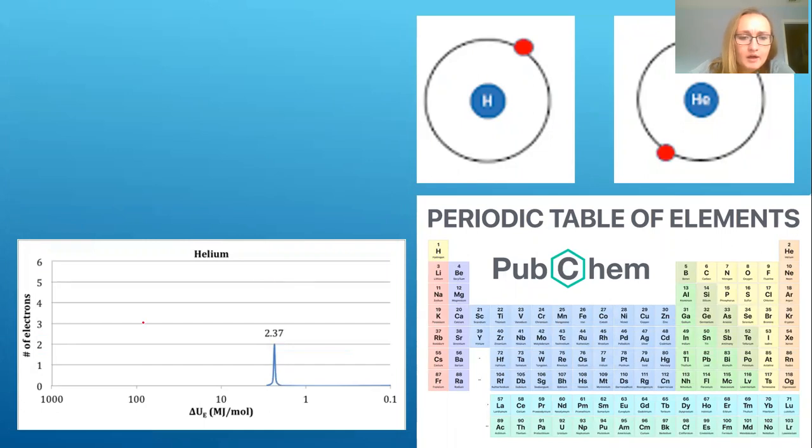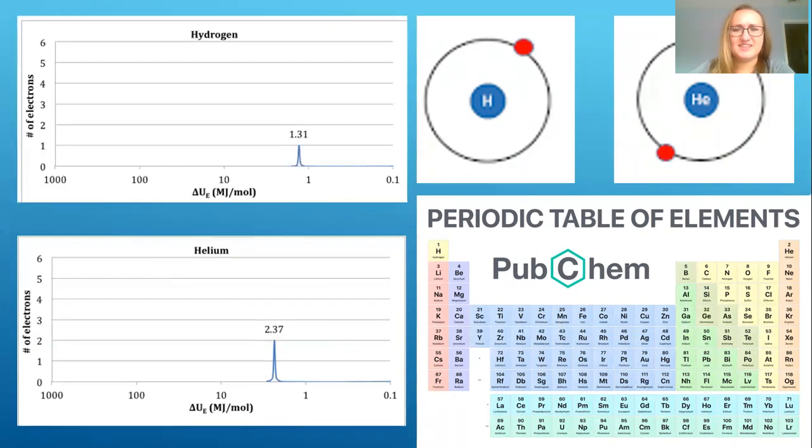Okay, I have my 2 electrons, great, but what's this? My binding energy for helium is higher than my binding energy for hydrogen. Why do you think that is?